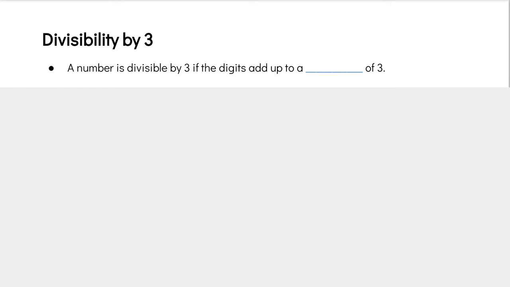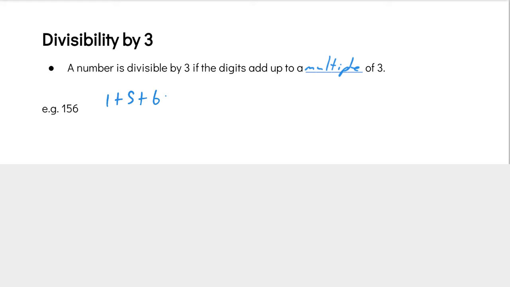A number is divisible by 3 if the digits add up to a multiple of 3. So for example, 156. All we do is we take 1, we add 5, we add 6, we get 12, and I know that 12 is a multiple of 3 because 3, 6, 9, 12. It's 4 times, so I know that that's a multiple of 3. But if I really want to make sure, I can add up those digits, and if I get a 3, or any multiple of 3, that will guarantee me that this is divisible by 3. 156 is divisible by 3.